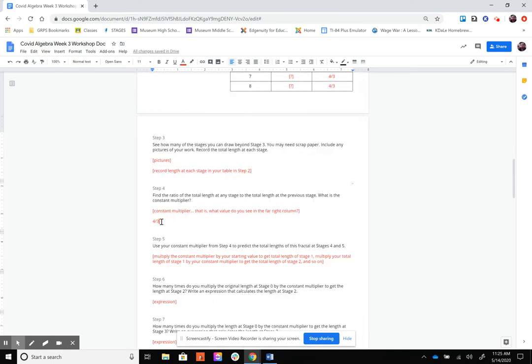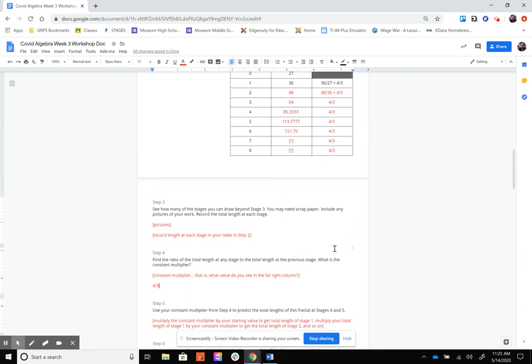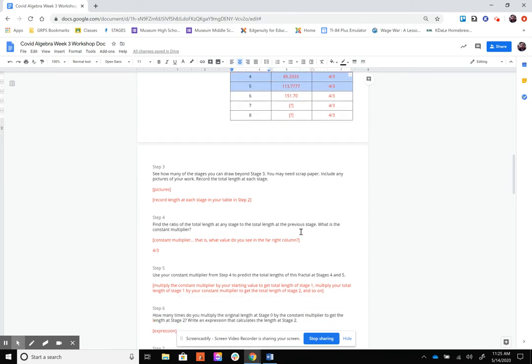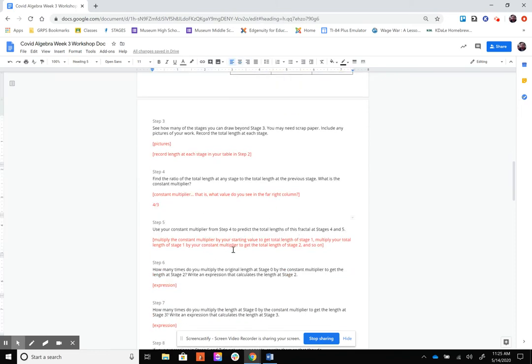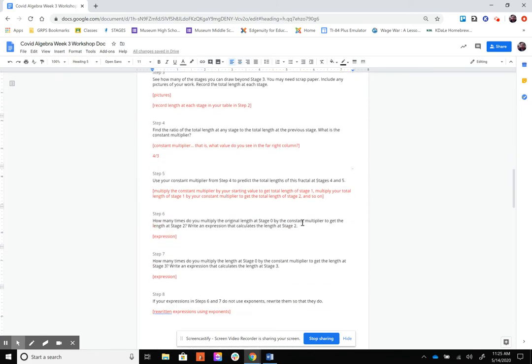So that's all we're putting right here. We're multiplying by 4 and dividing by 3 all in one. So use your constant multiplier to predict the total lengths of stage 4 and 5. We just did that together. We made those predictions because I was not going to be able to draw those. So those are those predictions. How many times do you multiply the original length at stage 0?